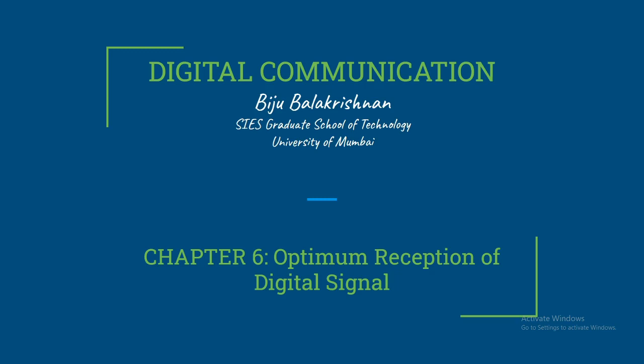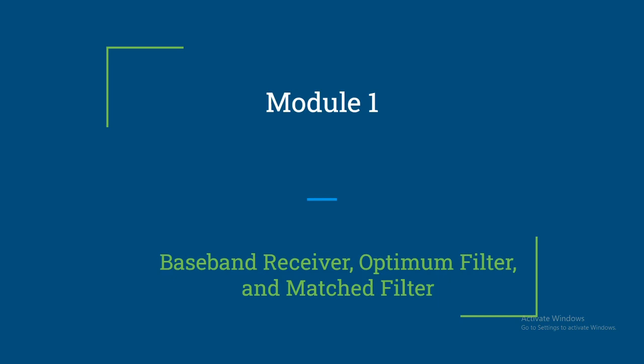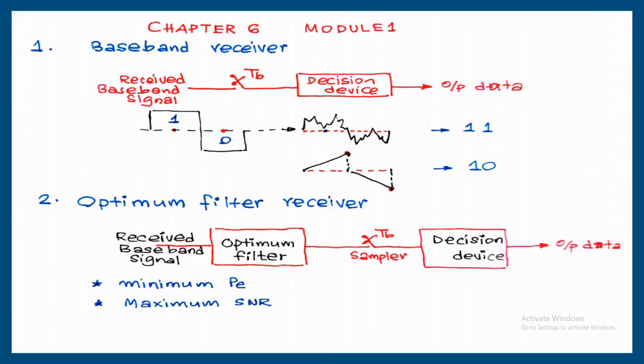Welcome to Chapter 6 of Digital Communication, Optimum Reception of Digital Signal. Module 1 covers baseband receiver, optimum receiver, and matched filter receiver. First topic is baseband receiver.